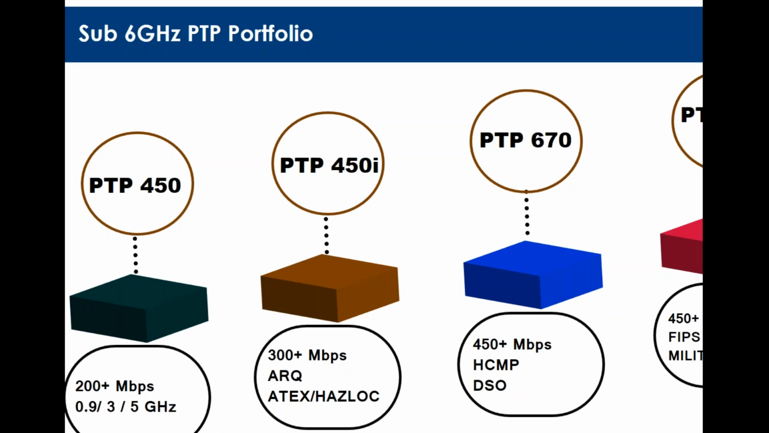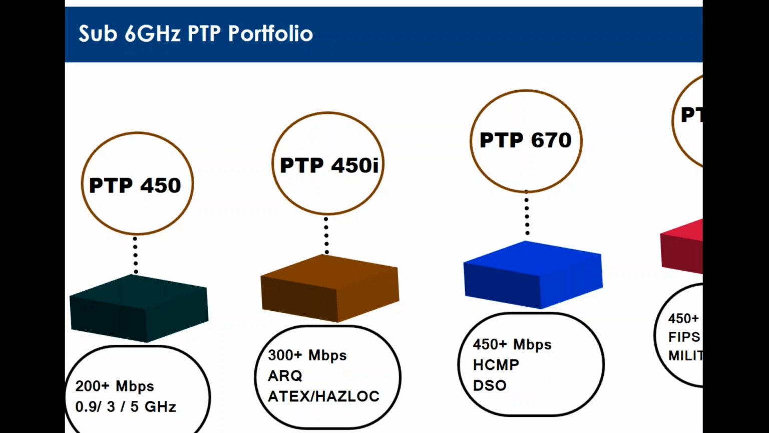So this is our current PTP portfolio. On the left side, we have the PTP 450, which is our 200 plus meg solution, which operates in the 900, 3 gig and 5 gig bands. Next, we have the PTP 450i. This is our 300 plus Mbps solution, which has ARQ, and we also have a version for ATEX and Haslock. Next, we have the PTP 670, which is our newest product.